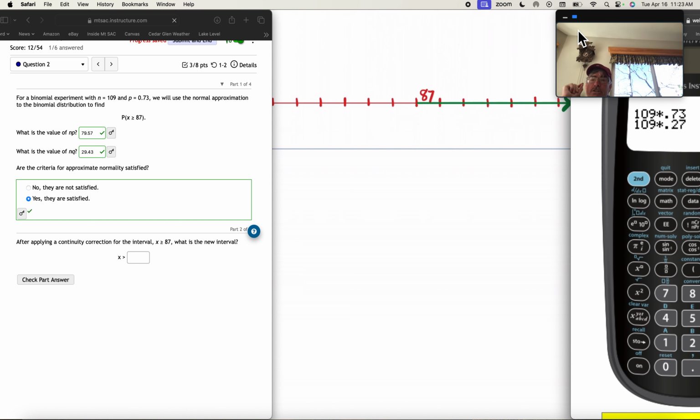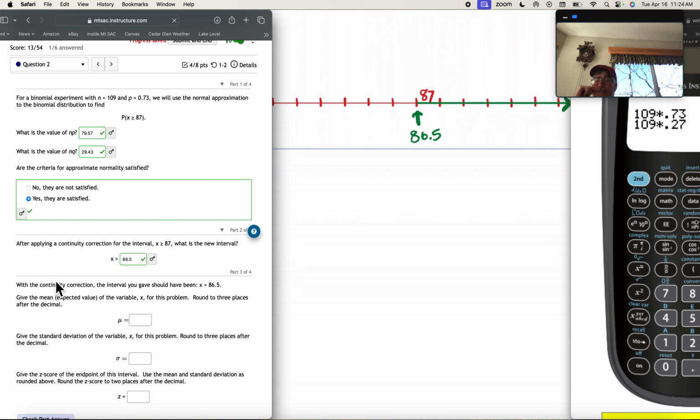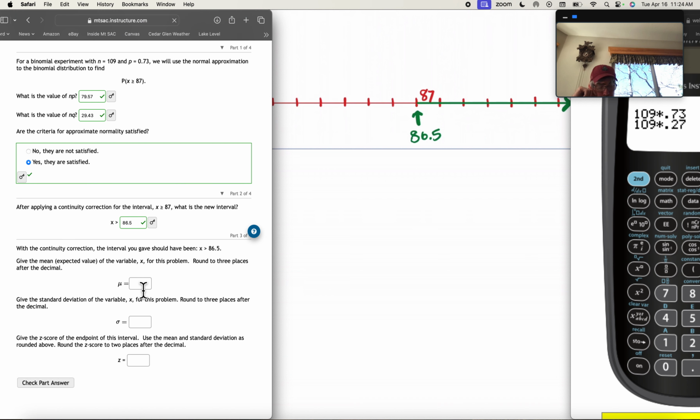Okay, I want to include it because it's greater than or equal to 87 over here. So if I want to include the whole bar, then I have to start a little to the left here, and that'll be our 86.5. Okay, so that's another way of doing it. We want to change this to x is greater than 86.5, like that, in the answers. Then I'll go ahead and check my answer here. That's fine. Now we need to give the mean for the distribution.